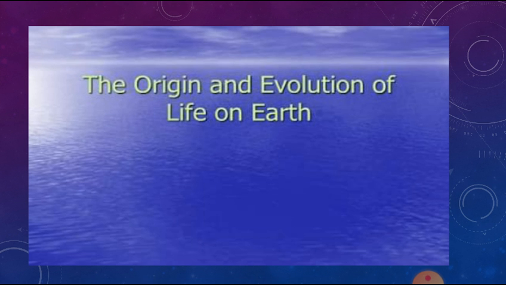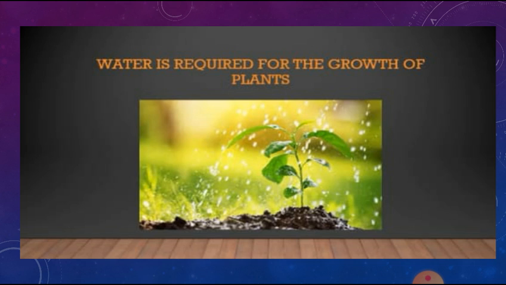Origin of very early life took place in water. Beginning of the life or the first life is started or developed in water itself. Water is essential for biological activities of plants and animals. Water is required for the growth of plants. Without water, plants can't grow. Green plants need water for the production of their food, and we depend on the plants for our food.